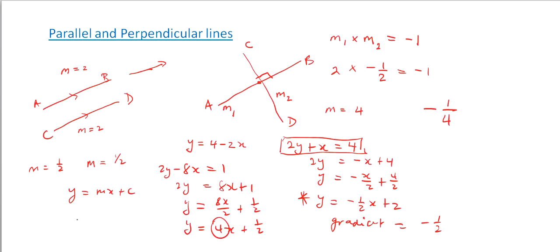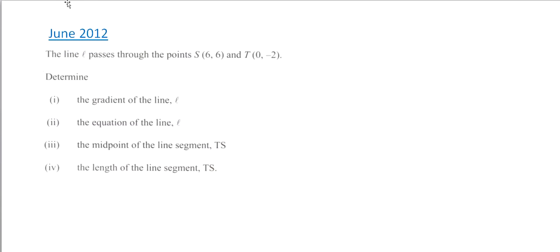Right? So let's look at an example now. This is from the June 2012 paper, and they tell you a line passes through the points S, which is (6, 6), and the point T, which is (0, -2). And the first thing they want to find is the gradient of the line.